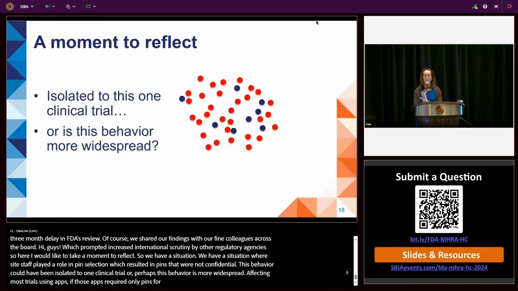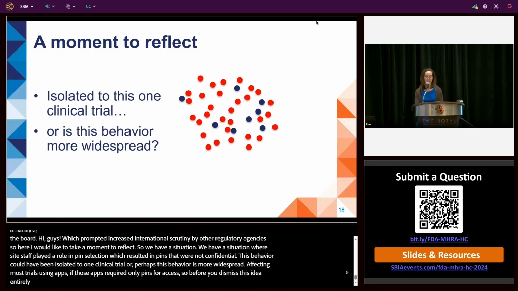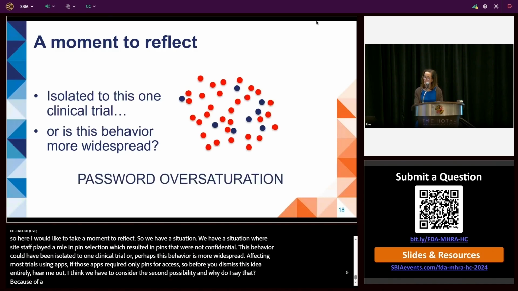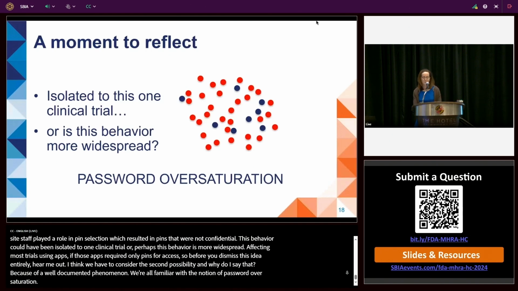Okay, so before you dismiss this idea entirely, hear me out. I think we have to consider the second possibility. And why do I say that? Well, I say that because of a well-documented phenomenon. We're all familiar with the notion of password oversaturation, right? I'm sure we all know people who use easy-to-remember passwords or don't keep their passwords confidential.